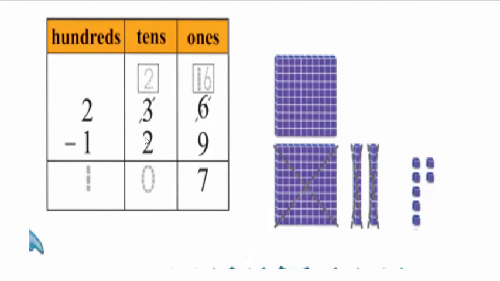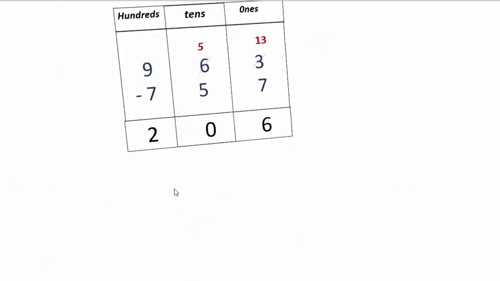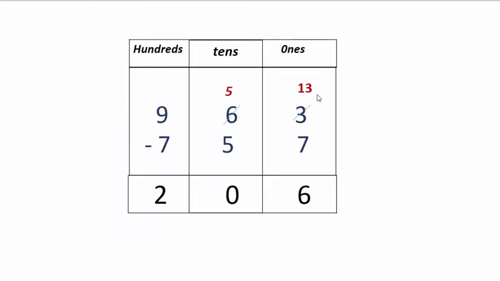2 minus 2 equals 0. 2 minus 1 equals 1. So the result is 107. Very good. Okay, another example.